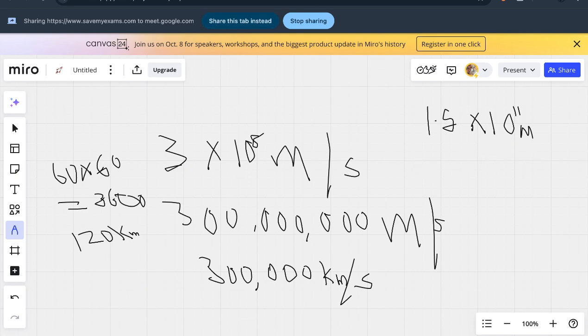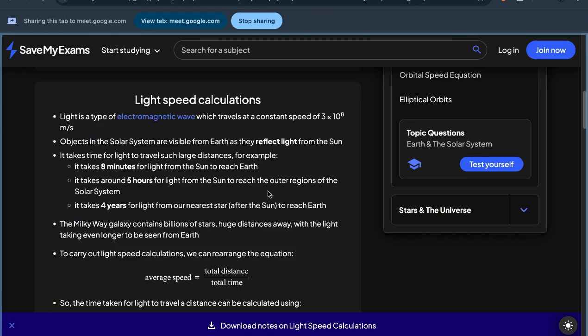Light will travel from the sun to reach us, a distance of about 150 billion meters. Such a huge distance, and it takes light just 8 minutes. Light will travel all the way from the sun to the Earth. These are the things you need to know: the speed of light in space.